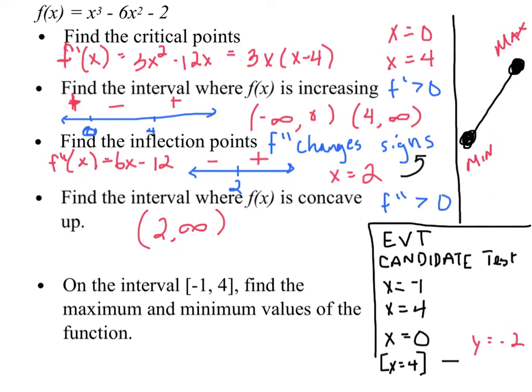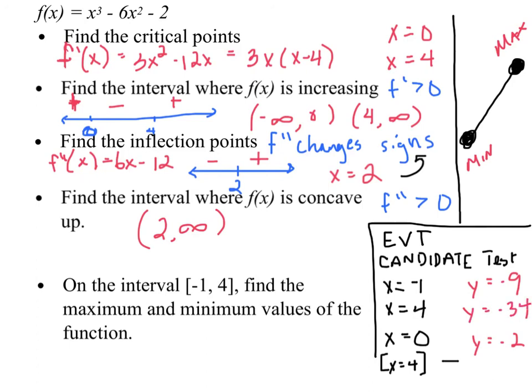Now you can use the calculator and you can plug in -1. If I do that, let's see here, -1 minus 6 is -7 minus 2 is -9. So y equals -9. Now I plug in 4. Well, 4 cubed is 64, minus 6 times 16, so 64 minus 96 is -32, minus 2 is -34.